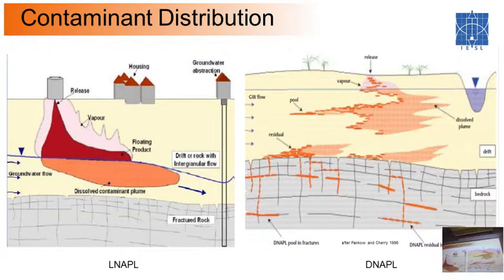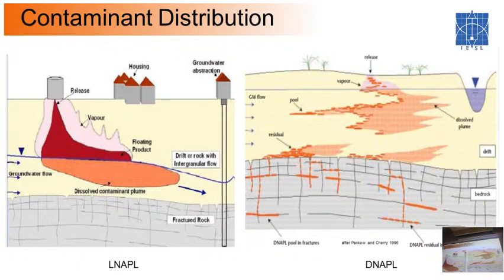This figure shows the difference between the contaminant distribution of LNAPL and DNAPL. Upon release, the contaminants come down through the unsaturated soil, and when they hit the groundwater, the LNAPL starts to spread around the water table. It does not go down into the saturated soil. In contrast, DNAPL continues to go down into the saturated soil when it hits the water table, as it is heavier than water, with some lateral spreading as shown in this picture.